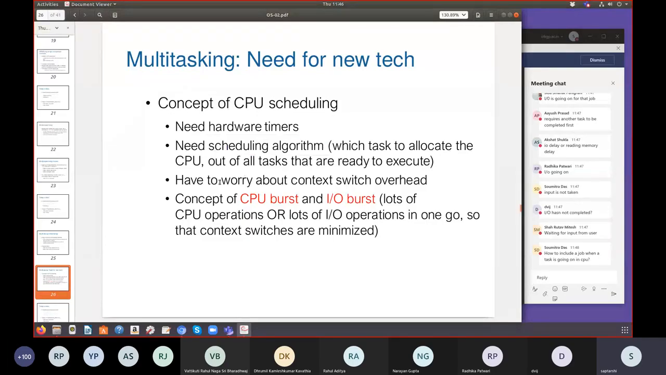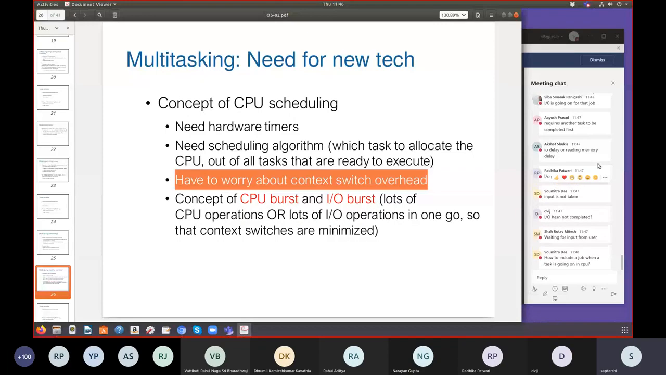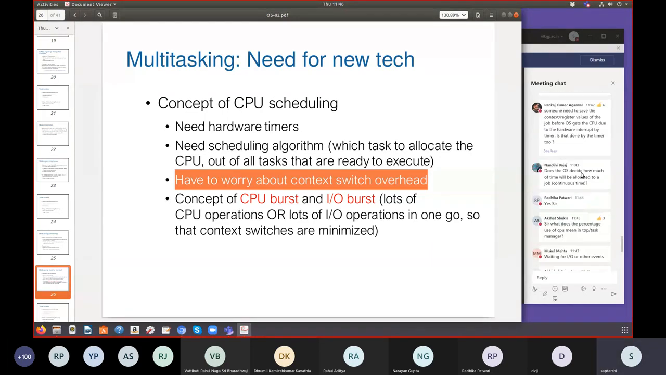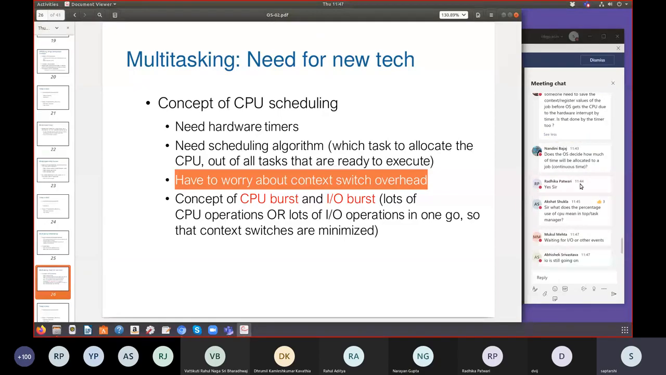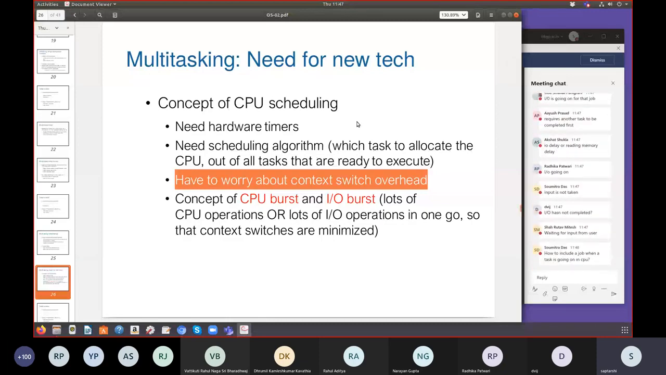Okay, now the next point. This point is important, and it is relevant to the questions that Radhika and Nandini asked. How frequently should we switch jobs from one to another? I said 5 milliseconds. Now suppose there are many jobs in the system. Then should we reduce 5 milliseconds to 1 millisecond?